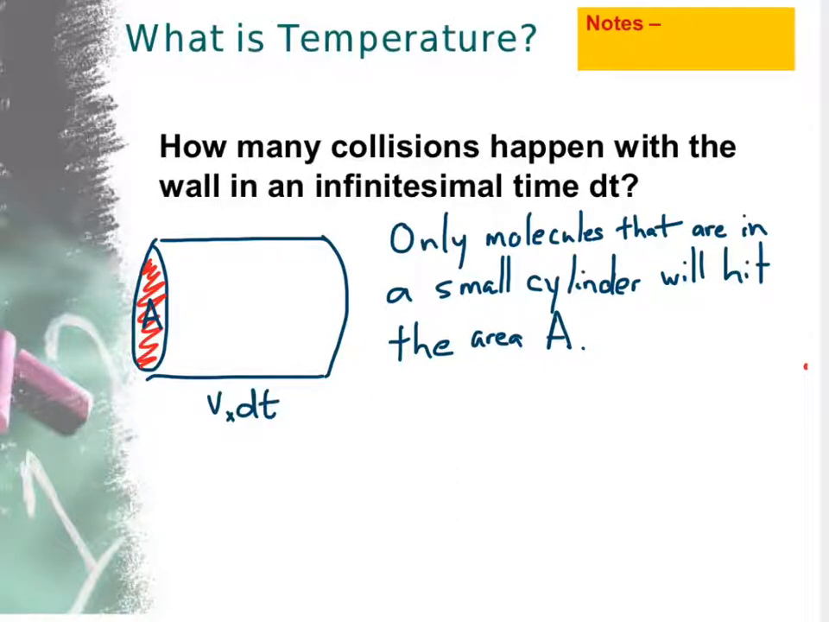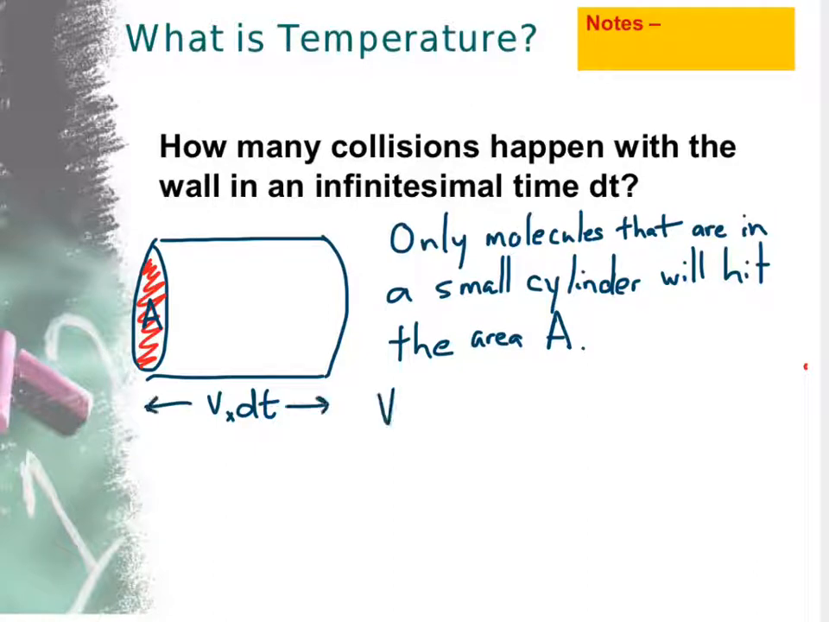So only molecules within this cylinder are going to have enough time within dt to actually be able to make it toward and hit the cylinder. Any molecules that are outside this cylinder are not going to possibly be able to hit this area A inside that time frame.